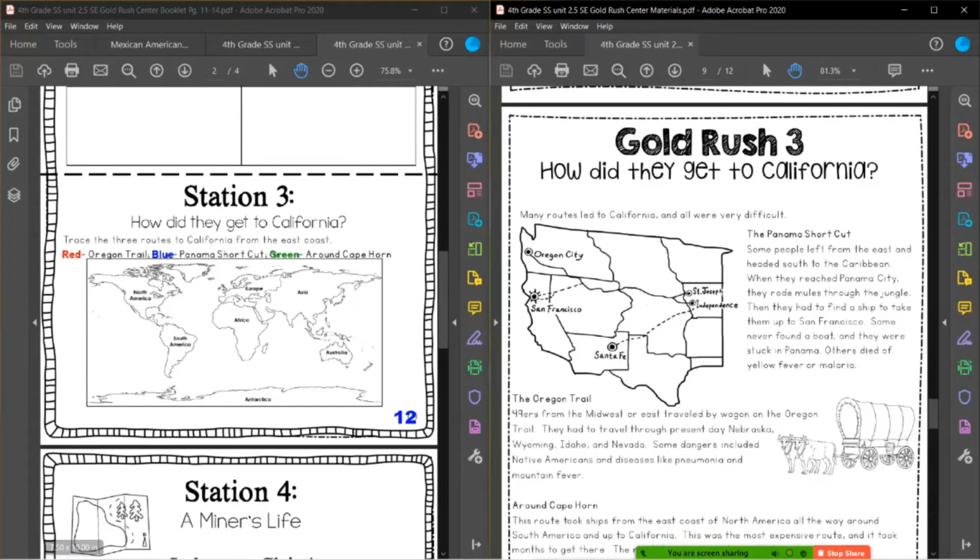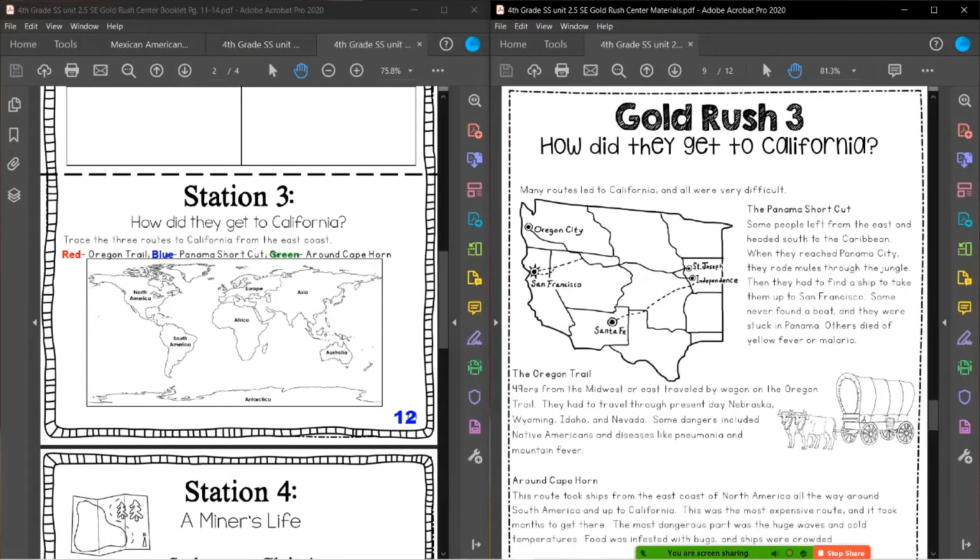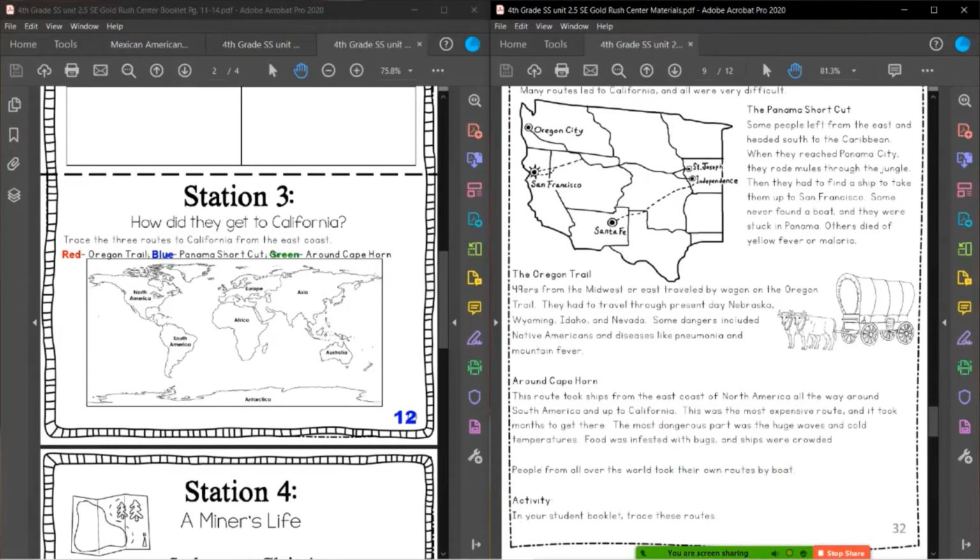What you're going to be doing here is you're going to trace the 3 routes to California from the East Coast. The Oregon Trail, you're going to use red. The Panama shortcut, you're going to use blue. And for green, you're going to trace the route around Cape Horn. So read through the station 3 material over here. Each one of these gives you the route and how they got there, so you'll be able to trace it on the map of how they got from the East Coast over to the West Coast.